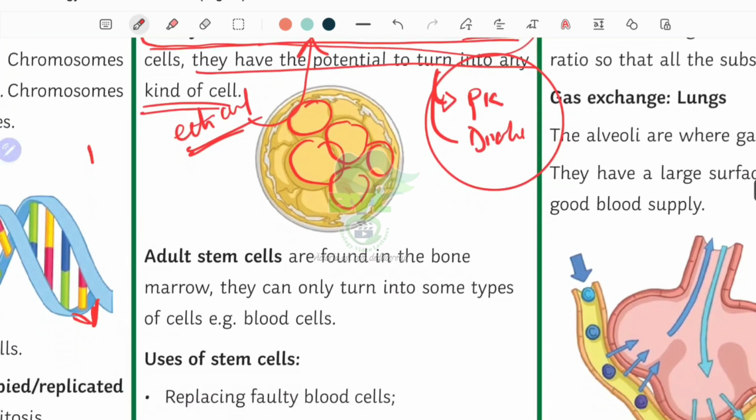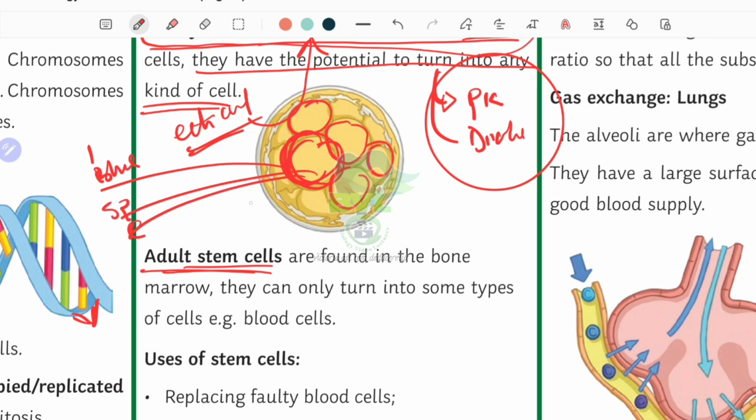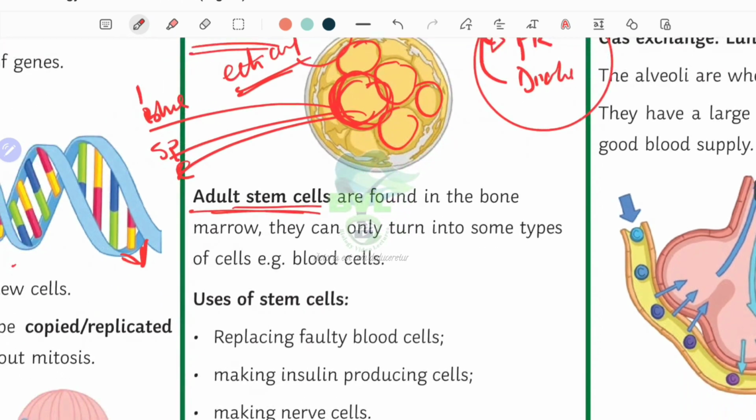Okay. Now, on the other hand, we have adult stem cells. They are called stem cells because they can divide, but they are adult because they can't form just anything. Let me explain that real quick. For example, this stem cell can form blood cells, sperm cells, eggs, anything. They can form literally anything. At A level, they are called totipotent stem cells. However, the adult stem cells can only form some types of cells.